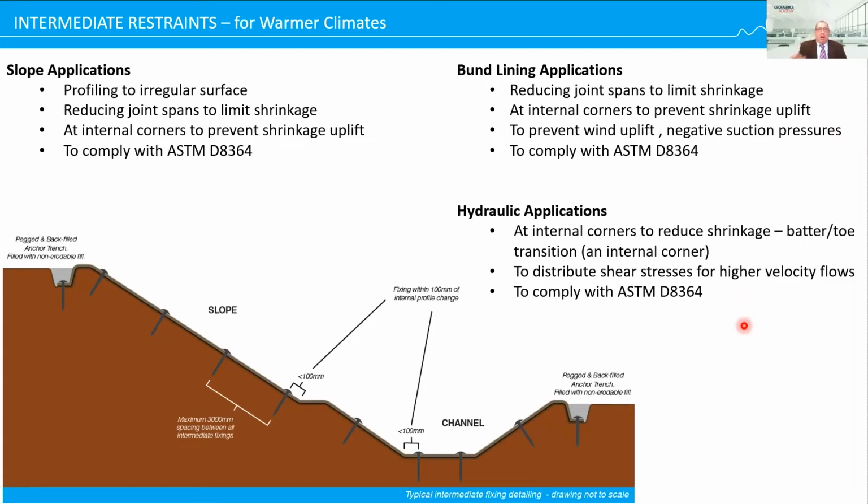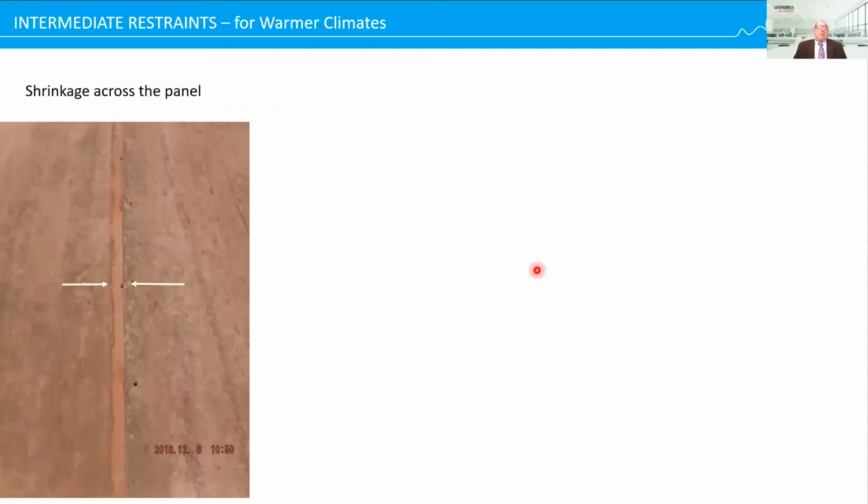That's the batter-toe transition, for example here, because this is going to want to lift up, to distribute shear stresses for high velocity flows, which we'll touch on in the worked example, and to comply with ASTM D8364. Now, this concept of shrinkage across the panel, along slopes and along bunds, I'll give you an example of what we found.